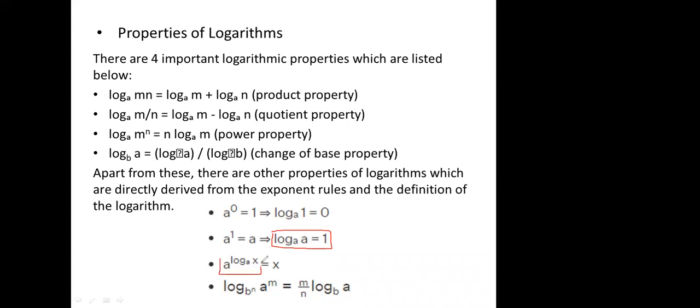So if we have a to the power of the logarithm base a of x, this will be just x. And the last one: if we have m here in front, and when there is a degree in the base, we put it down, so over it. So we have m over n times the logarithm base b of a.